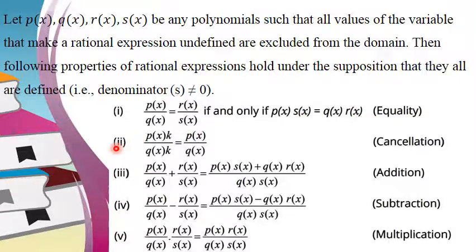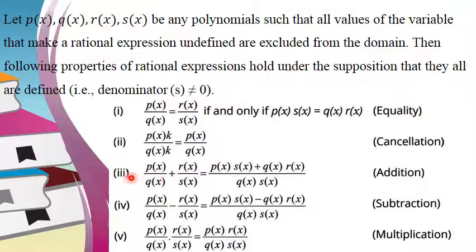In the second one, p of x multiplied by k divided by q of x multiplied by k is equal to p of x upon q of x, and it is called the cancellation property because we have a number k which is in the numerator as well as in the denominator, so we can cancel it when it is multiplying with p of x and q of x.